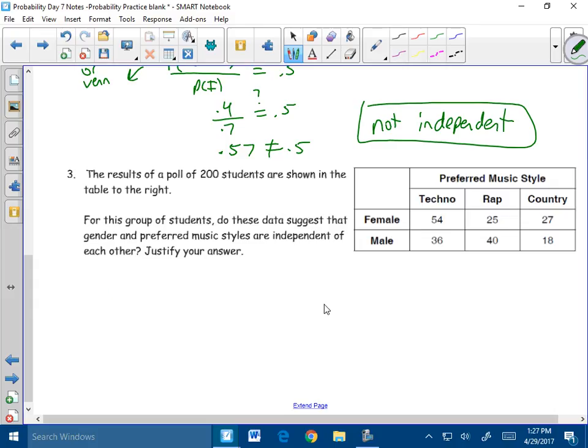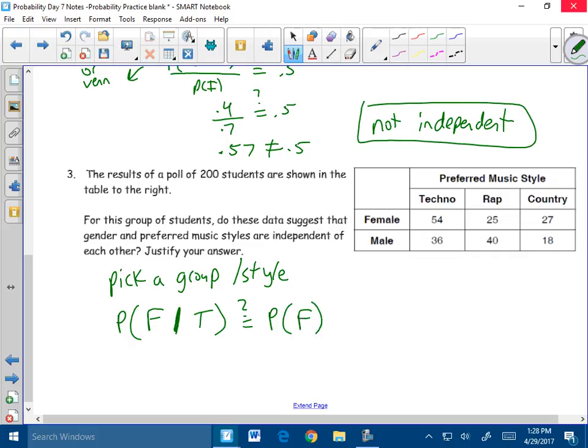So what that means is we can really pick anything. We're just going to pick a group or a gender and a style of music, and test it. Really, you can pick any combination that you want. So just because it's the first square, I'm going to test: does the probability of being a female, given that the student likes techno music, equal the probability that a student picked at random is a female? Again, you could pick anything. Probability that they're a female given that they like rap. Probability that they're a male given that they like techno. Does that equal probability of male? You can test anything.